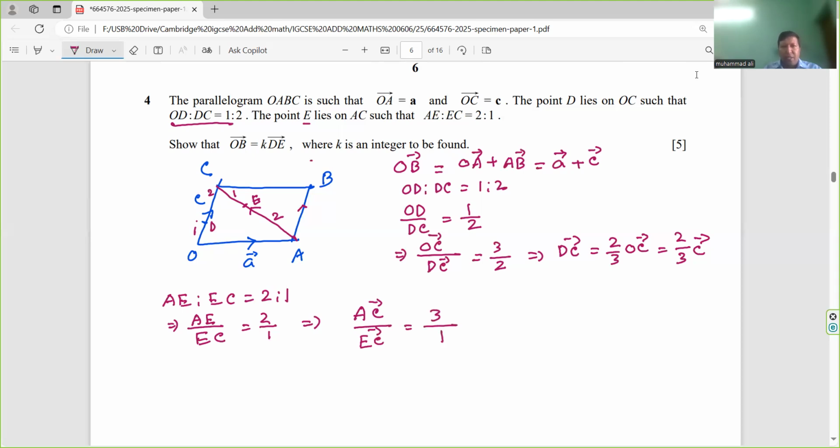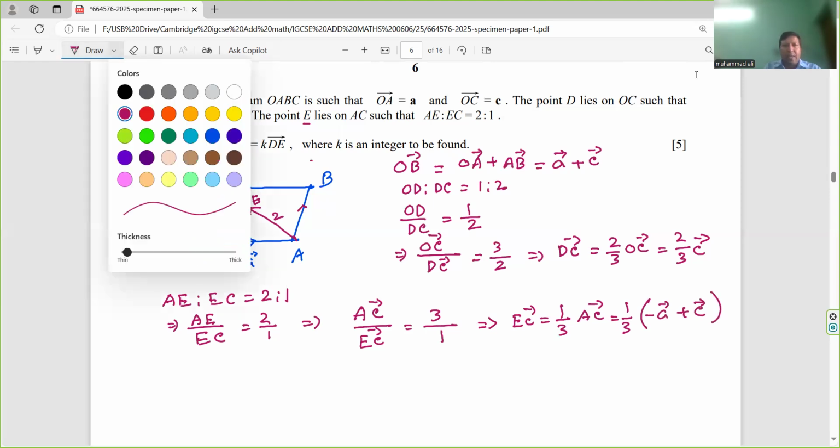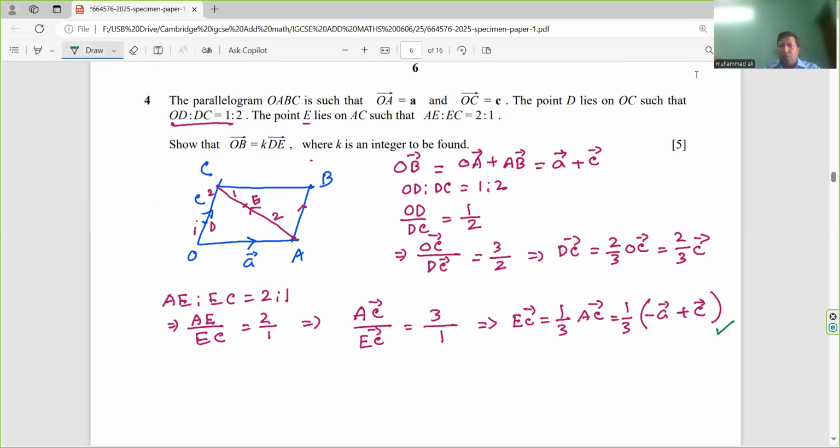The whole part is 3, EC is 1. So we'll write here EC equals 1 by 3 AC vector. And 1 by 3 AC means AO plus OC. So AO means negative A, OC plus C. So EC equals 1 by 3 (minus A plus C) vector.